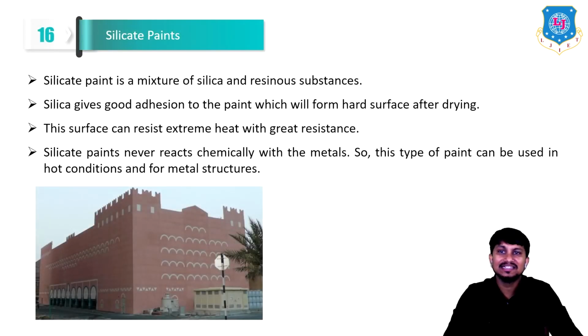The next type of paint is silicate paint. The silicate paint is a mixture of silica and resinous substances. Silica gives very good adhesion to the paint, which will form a hard surface after drying. This surface can resist extreme heat with great resistance. The silicate paints never react chemically with metals, so this type of paint can be used in hot conditions and for metal structures also. This is how silicate paints look like.